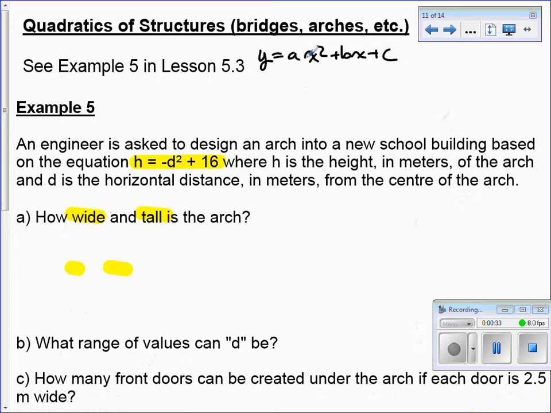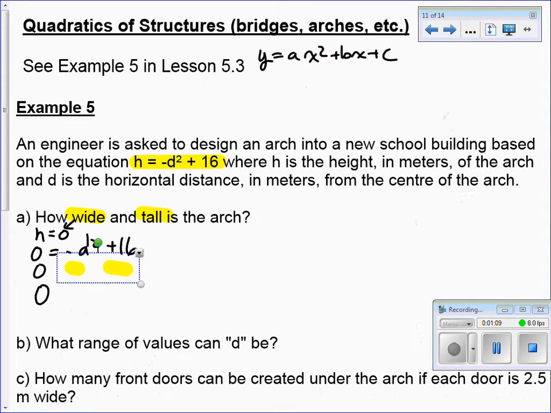An engineer is asked to design an arch for a new school building that's based on the highlighted equation, h equals negative d squared plus 16, where h is the height in meters of the arch, and d is the horizontal distance in meters from the center of the arch. Now, we need to know how wide that is. If you think about it, the base of the archway is at height 0. So we're going to let h equal 0 here. What that allows us to do is identify some things.